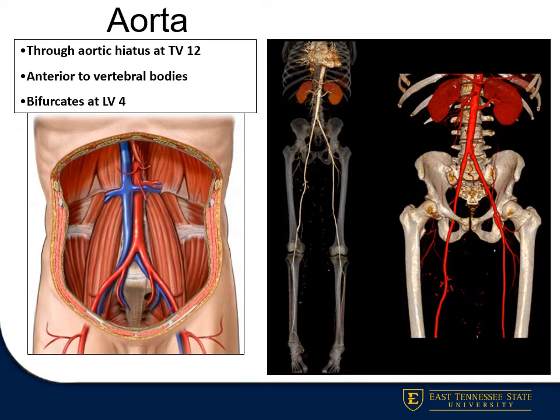Okay, moving on to the aorta. The aorta passes through the aortic hiatus, and this is at the TV12 level, so keep that in mind. It descends anterior to the vertebral bodies and courses down, and the bifurcation of the aorta into the common iliacs is at the level of LV4. The aorta bifurcates at the level of LV4 into the common iliac arteries.